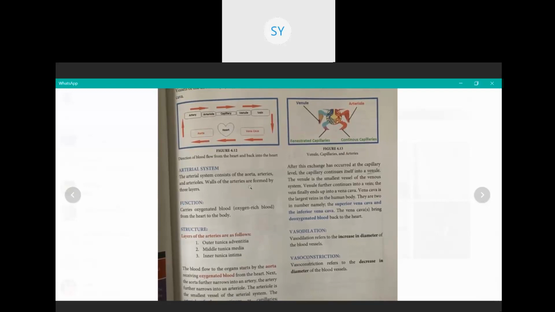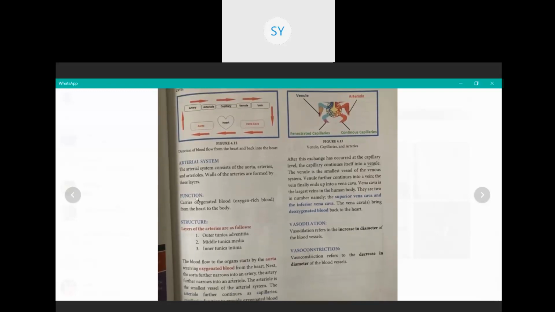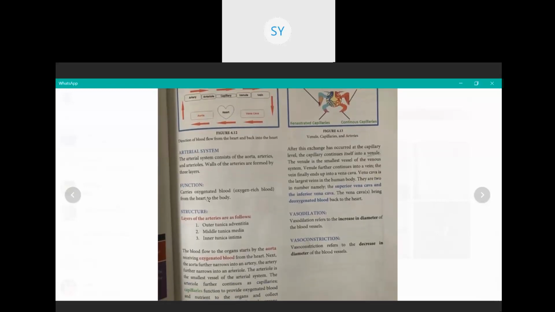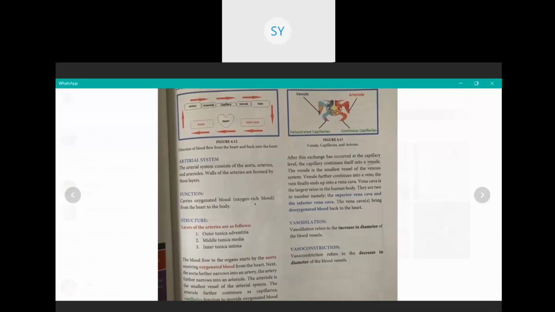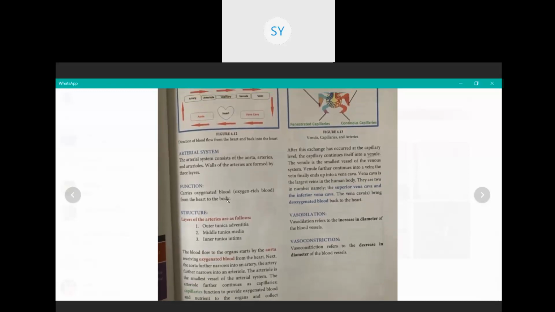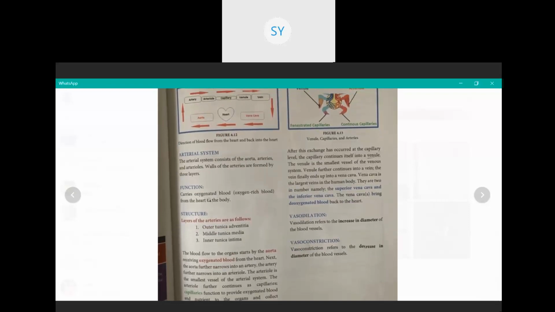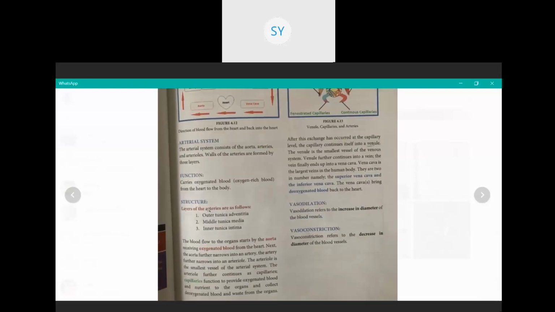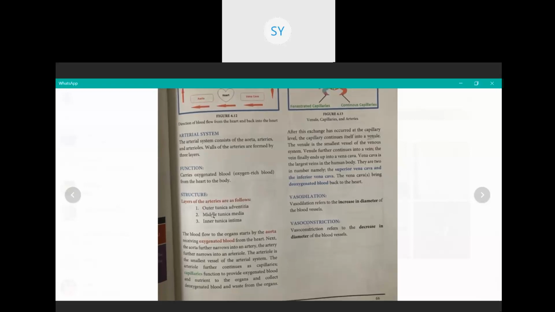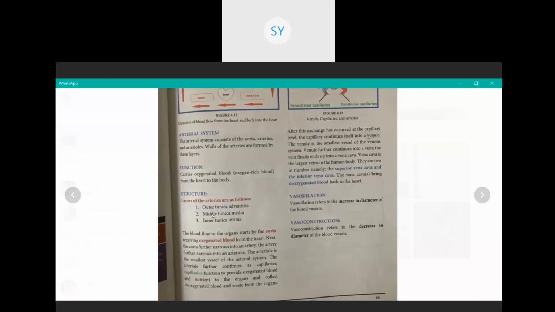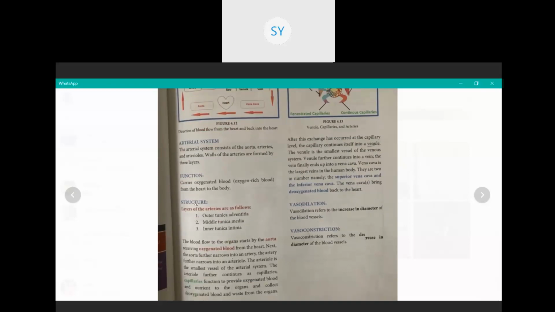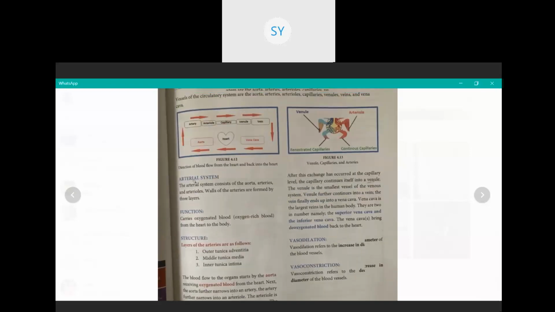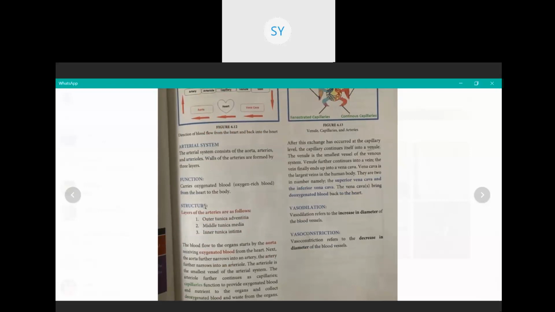Now see here, and its function is to carry oxygenated blood, that is oxygen-rich blood, from the heart to the body. So that is the function of artery. Okay, always remember, artery carries oxygenated blood and vein carries deoxygenated blood. And there are two exceptions I'm going to tell you about, so don't get confused on that one. For right now, we are talking about the arterial system.